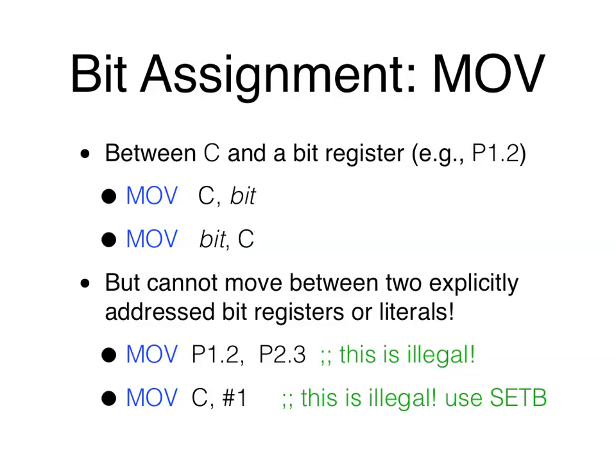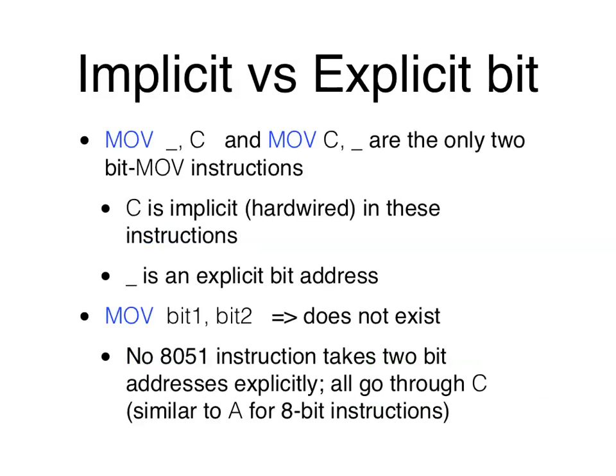That's just the way they designed the assembly language. Okay, there's something to pay attention to. Again, this is a difference between implicit versus explicit addressing. So when you move something to C or move C to something, that C part is part of the opcode. It doesn't specify the address separately. So a move between 2 bit addresses, that instruction does not exist on the 8051.